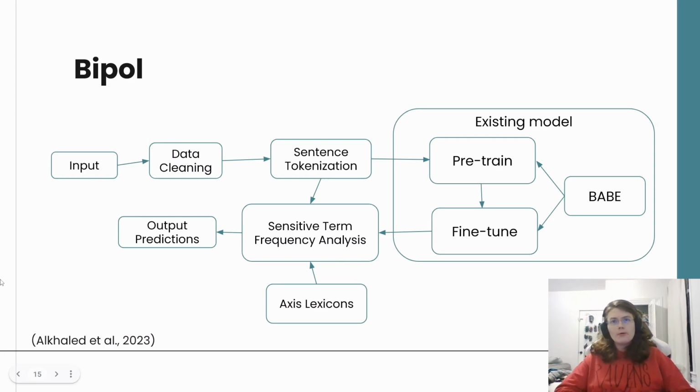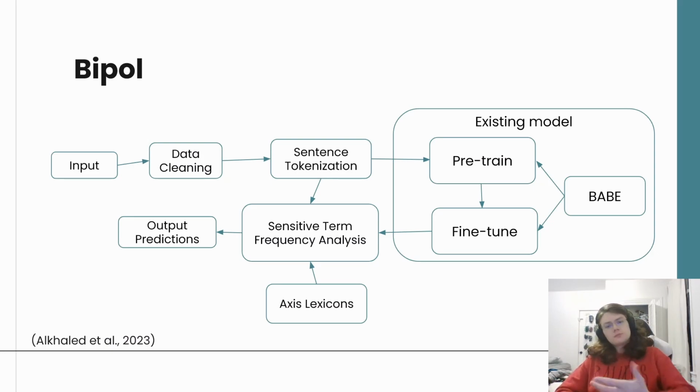So, bipol. A lot here will look familiar, but some of it's new, some of it's a little bit different. So here, like normal, we take some input text, we clean it up, we tokenize it, we break it into these little lexical components, and then here's where it gets a little bit different. We feed it into an existing model, which in the context of bipol we call the corpus level classifier. And this has been pre-trained and fine-tuned using something like the BABE dataset. This could be one of the other models that we've talked about.